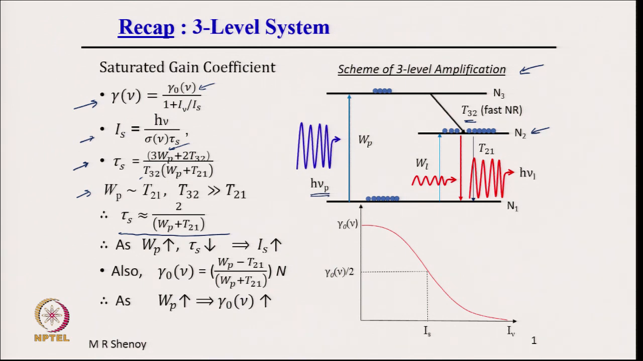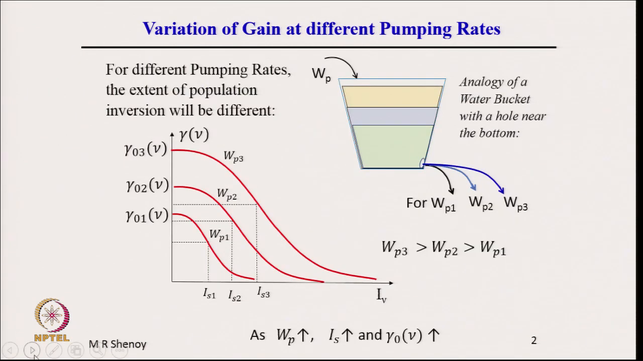This clearly shows that as Wp increases, that is, the pumping rate increases, tau s drops down and Is goes up, because in the expression for saturation intensity Is, tau s is in the denominator. Similarly, gamma 0 of nu is given by this expression, and as Wp increases, gamma 0 would also go up, and therefore the variation of gain for different pumping rates would be as shown in this diagram here.